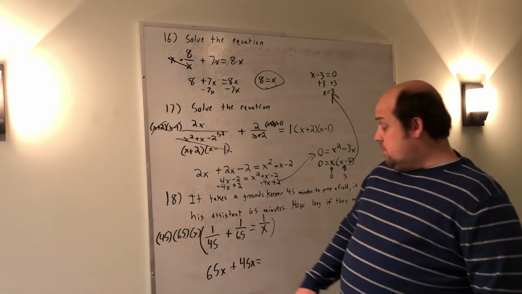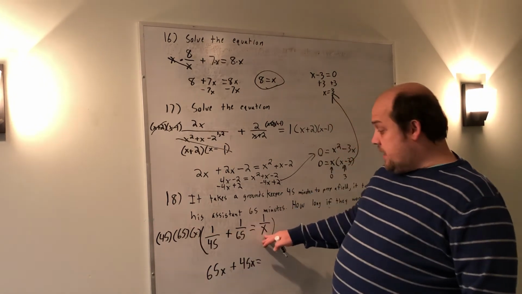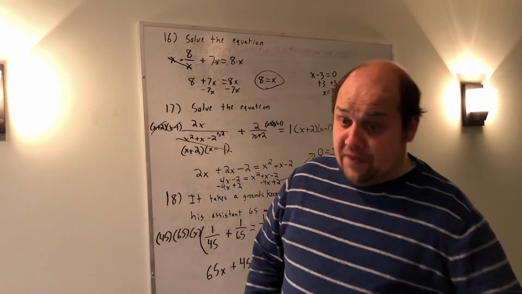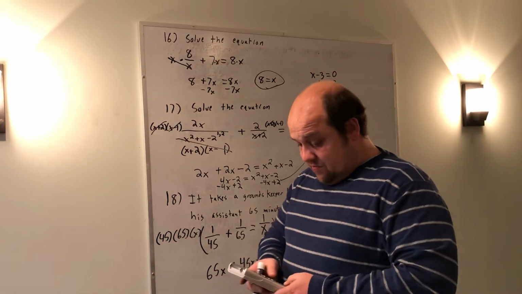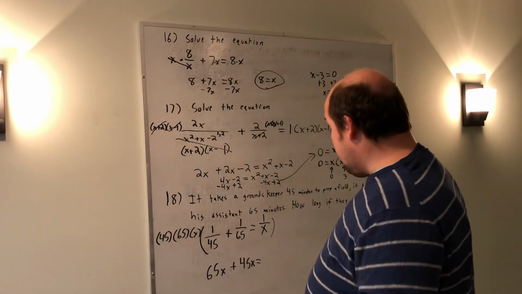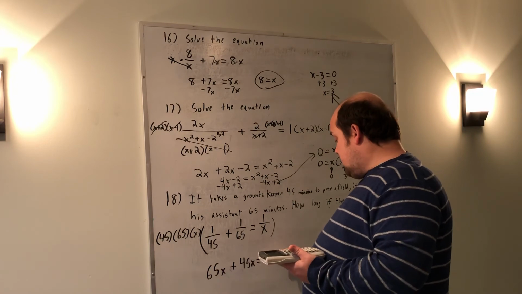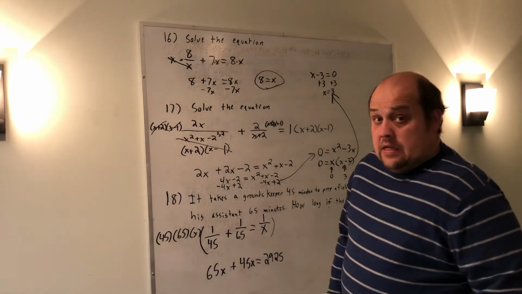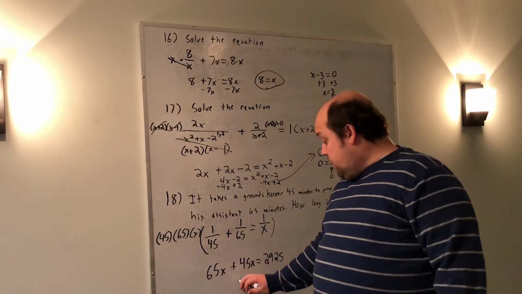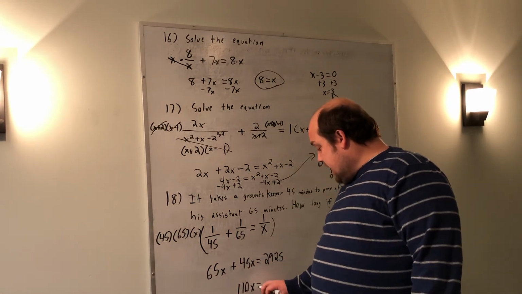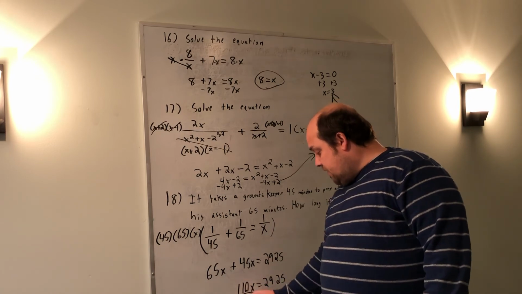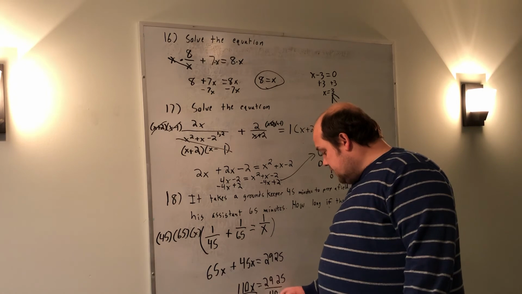Finally, with what they're equal to, this x and this x will cancel, and I'll be left with 45 times 65. Definitely want to do that in my calculator. So I'm going to turn on 45 times 65, gives me 2925. Last step, combine like terms on the left. 65 and 45 give me a total of 110x. And then finally, divide by what's in front of x to get to your final answer.